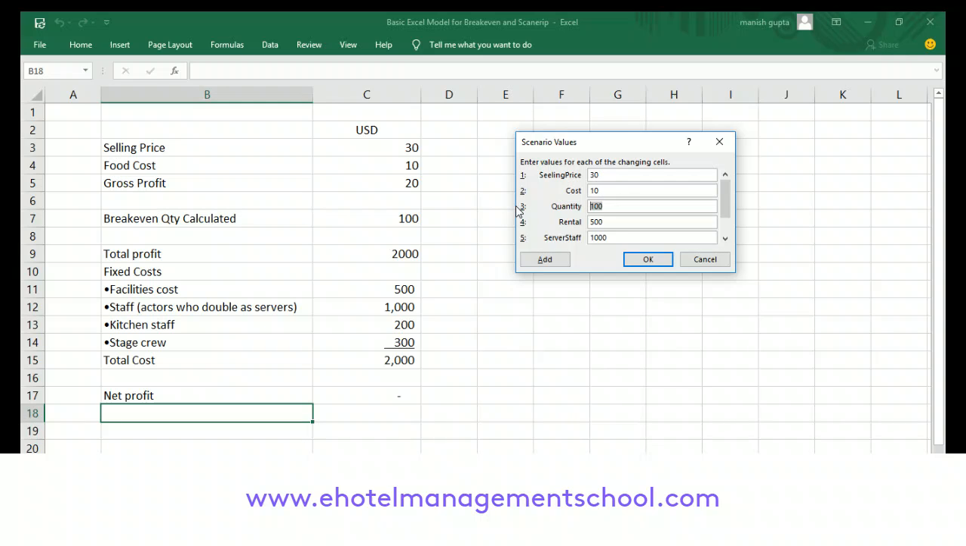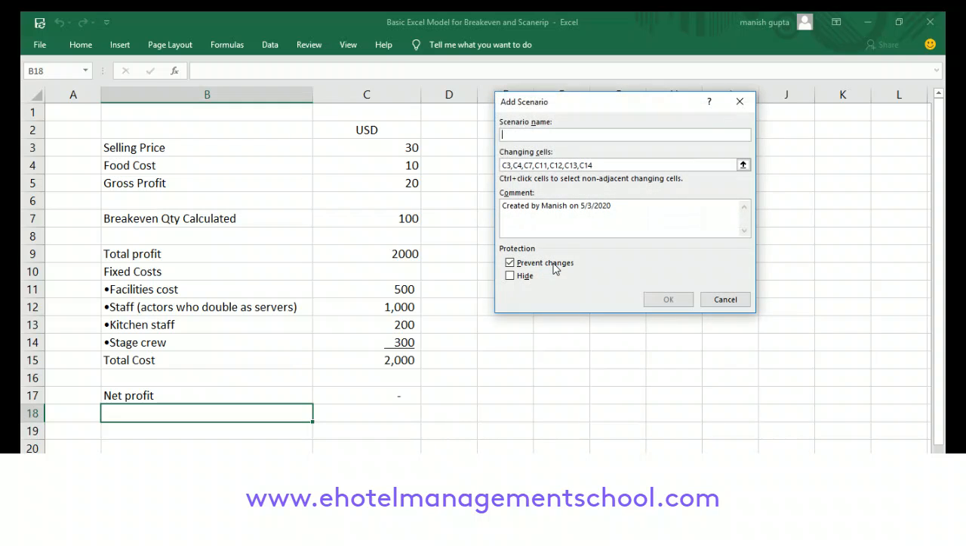So you have to brainstorm and say, okay, if I sell 70 tickets, my ticket cost may remain the same, my variable cost may remain the same. I may get some discount, let's say only 450 in rental, or I can reduce the serving staff to maybe 800. Kitchen staff may remain the same, the stage crew remains the same. Now we know one more scenario. So now let's add one more scenario here.